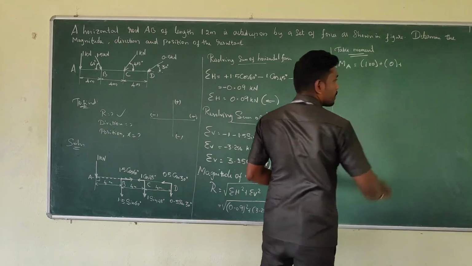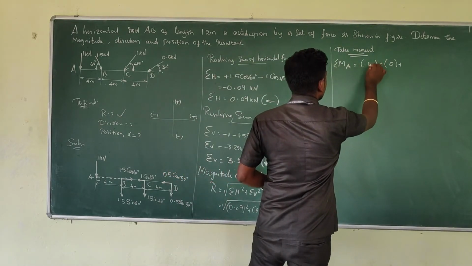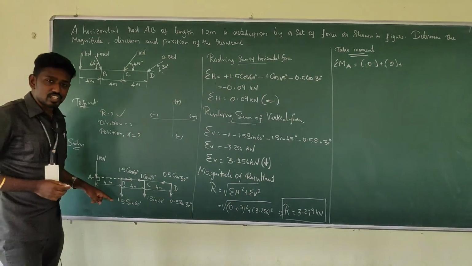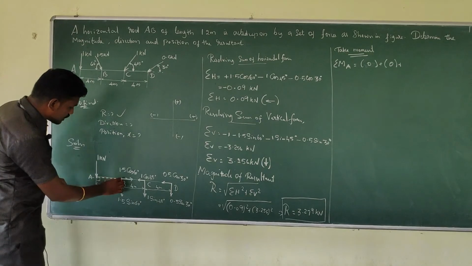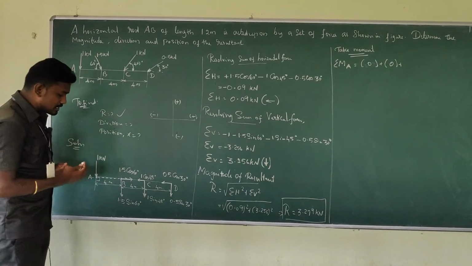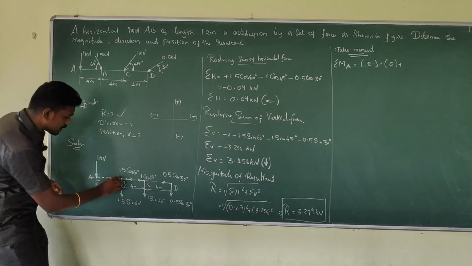You can write 0. So here as well there is no perpendicular distance, so it is 0. And then 1.5 sine 60 degree. So here is the force, here is the line of action. Force into its perpendicular distance, 1.5 sine 60 into its perpendicular distance.